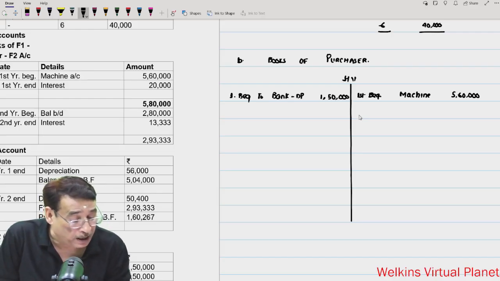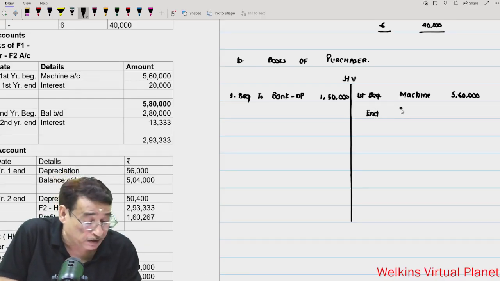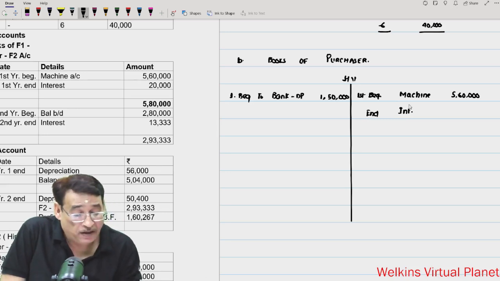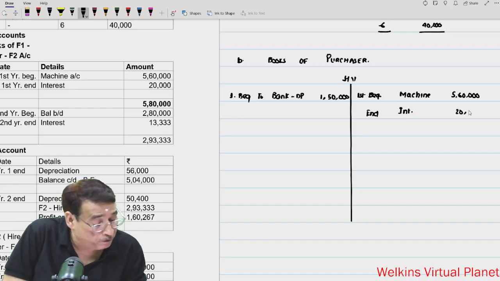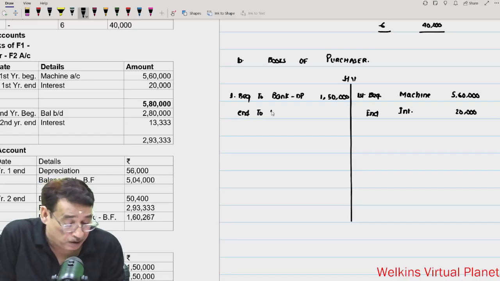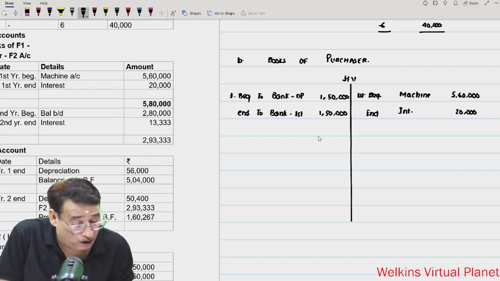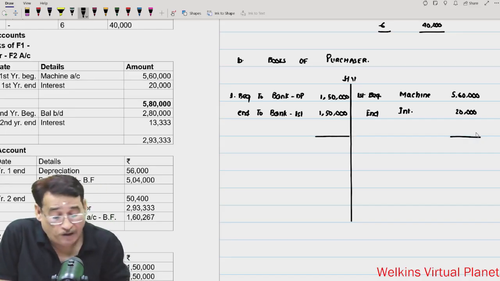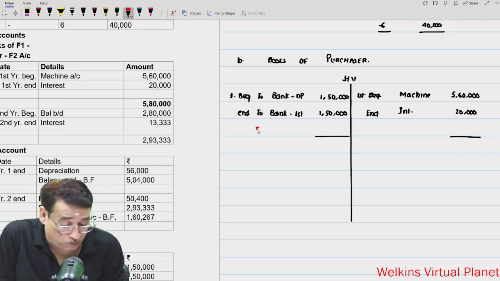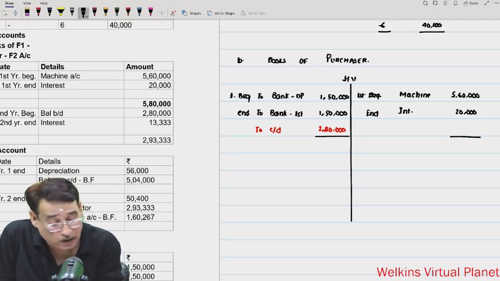Then you reach the end of the first year and you will pass the entry for interest due. Your entry will be interest account debit to hire vendor. Interest in the first installment, which we just computed, is 20,000. Then at the end of the first year, I will make the payment, first installment to bank, which is 1,50,000. Now we are going to balance this account. Your balance carried down will be 2,80,000. Correct? So as far as the first year is concerned, that is over.